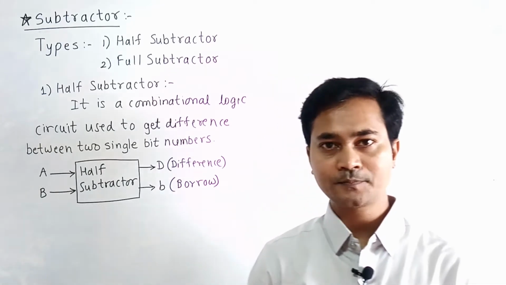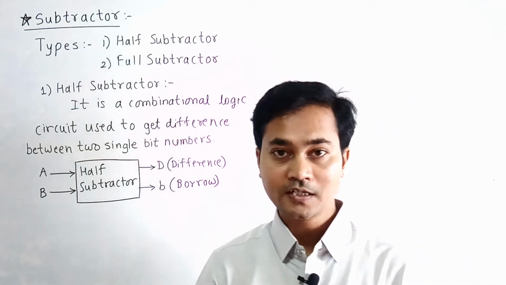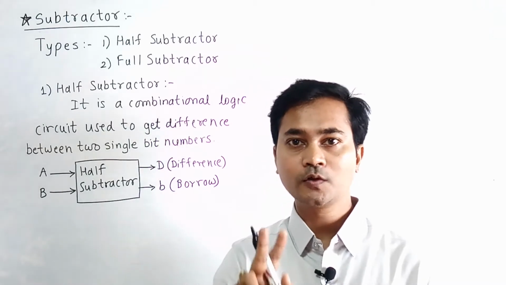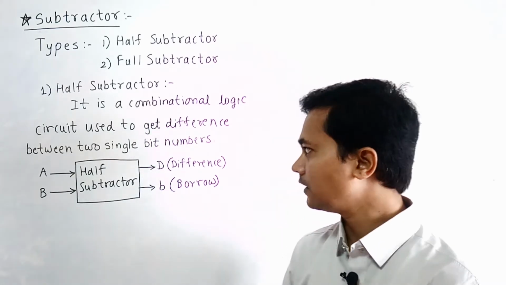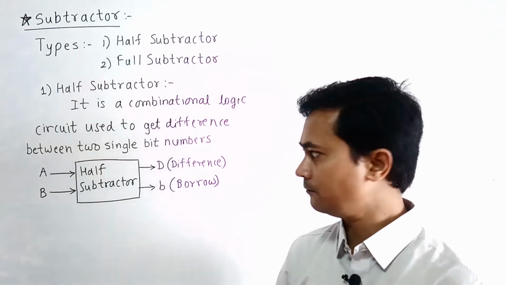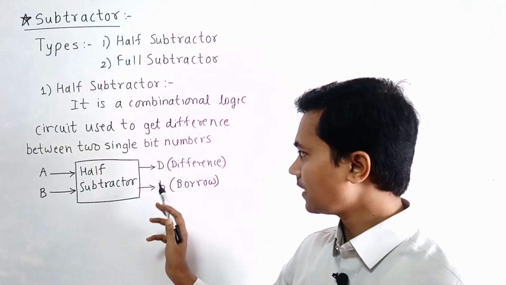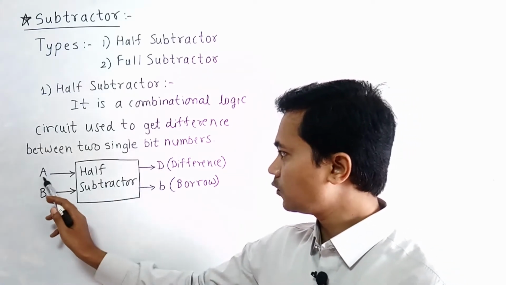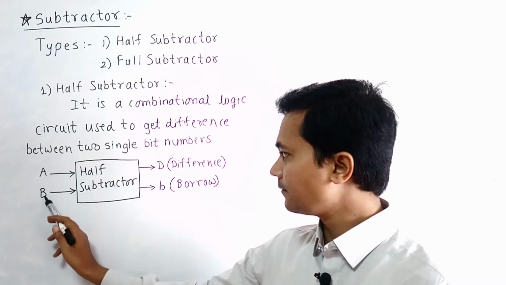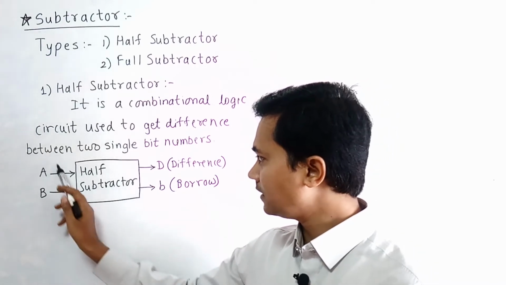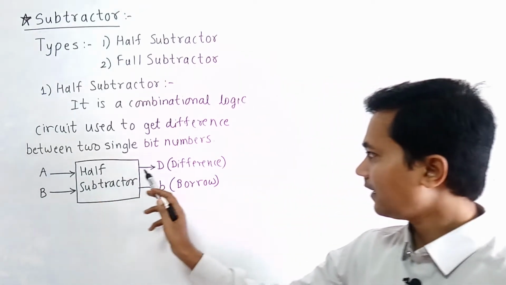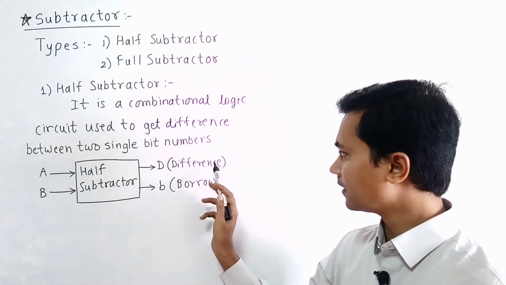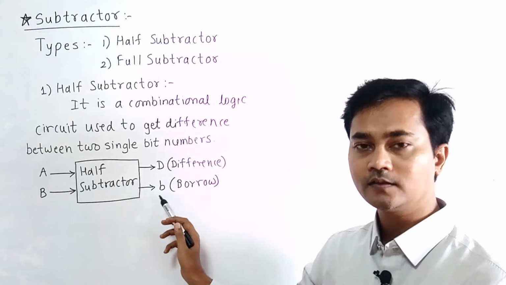Okay, so half subtractor is a combinational logic circuit which is used to get the difference between two single bit numbers. Okay, so it is used in the binary number system. Now you can see here the block diagram of half subtractor. So half subtractor is having two inputs, that is A and B, and the difference of these two bits will be obtained at the output, that is called D, capital D. So this is difference, and the second output is the borrow.